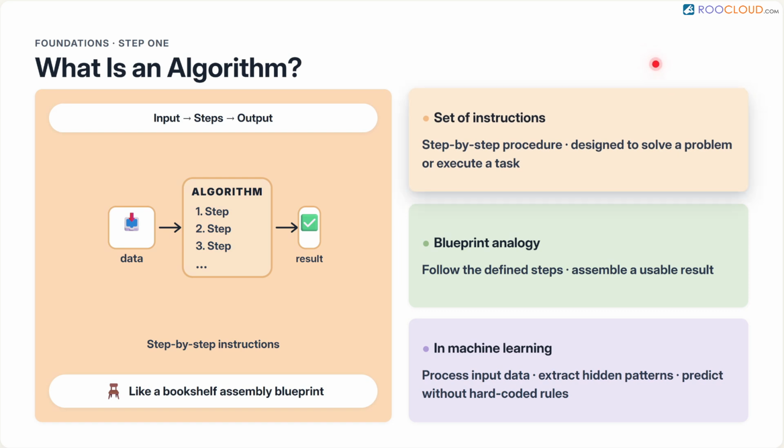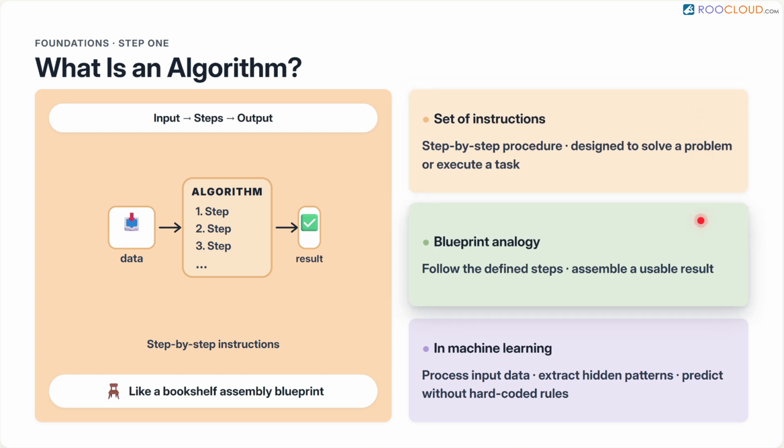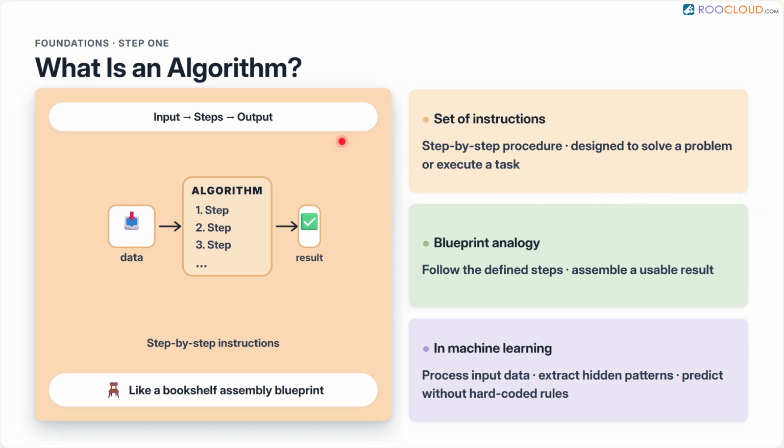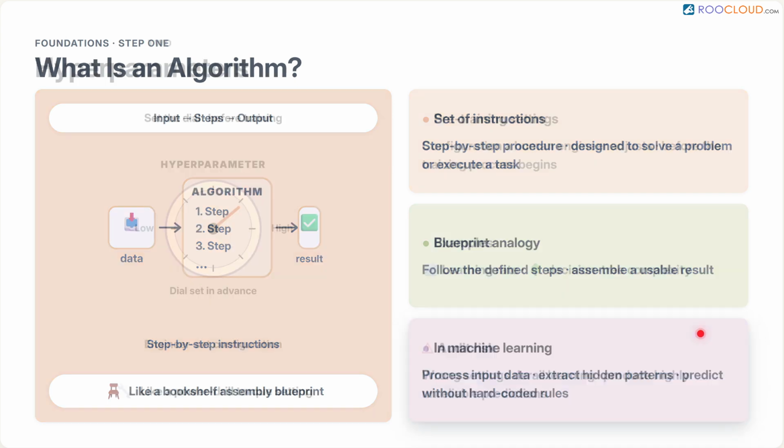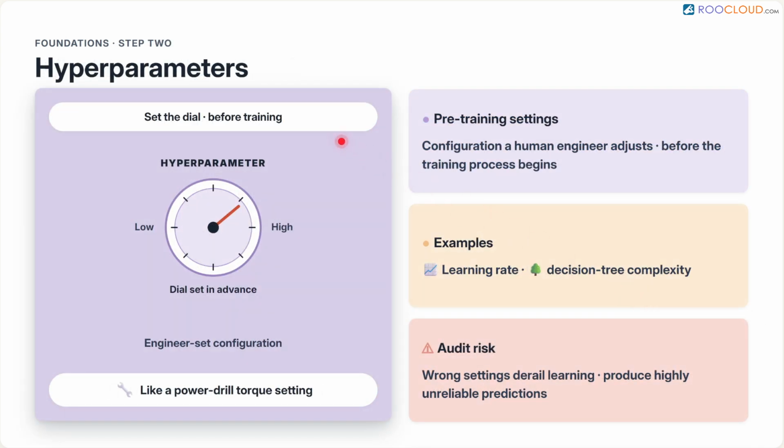Let us begin with the core concept of algorithms. At its most basic level, an algorithm is simply a set of step-by-step instructions designed to solve a specific problem or execute a task. Think of it like a blueprint for assembling a bookshelf. You follow the defined steps and you get a usable piece of furniture. In machine learning, algorithms process input data, extract hidden patterns, and make predictions without a programmer having to hard-code rules for every possible scenario. But an algorithm does not operate entirely unchecked.